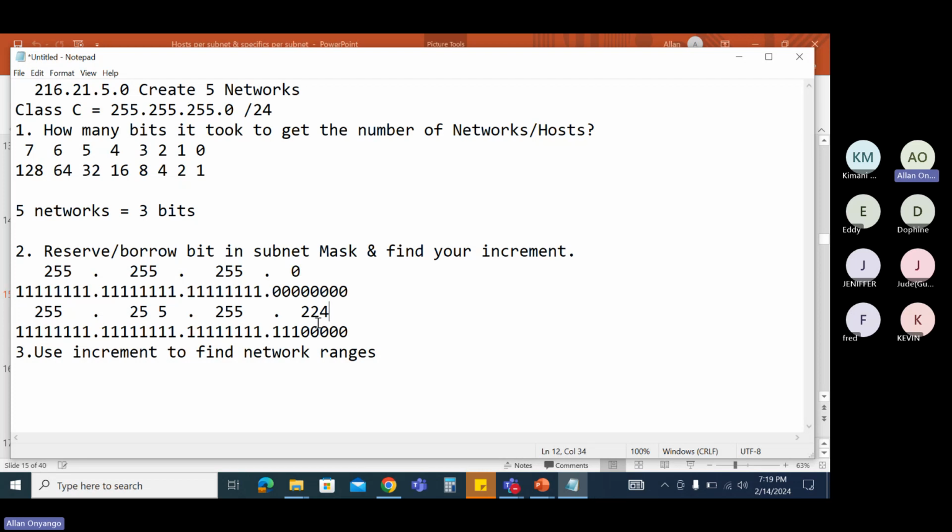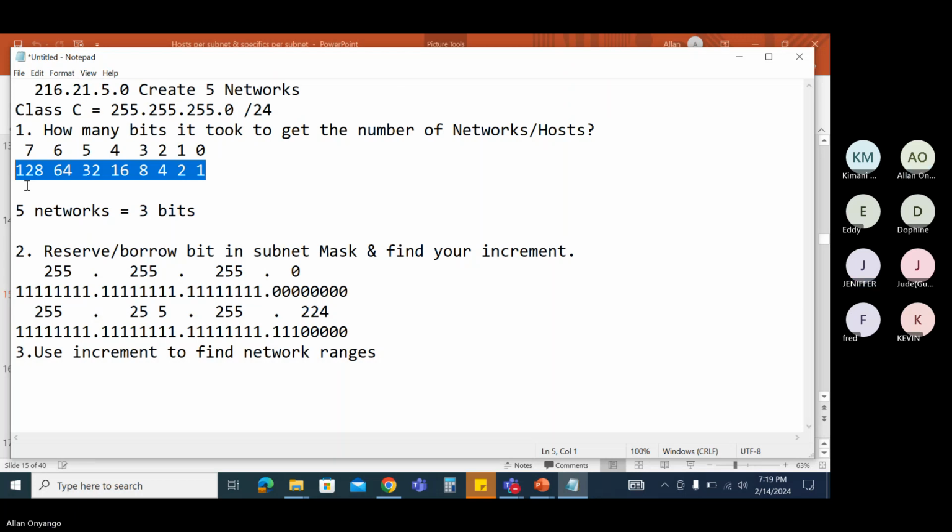Yes, you must know how we get 224, because we are going to have a new subnet mask, and you can see it now. It's now 255.255.255.224, and that's why, like I said, you must know what each and every bit represents. The first bit represents 128, 64, 32, 16, 8, 4, 2, 1. Good. Now we have a new subnet mask.